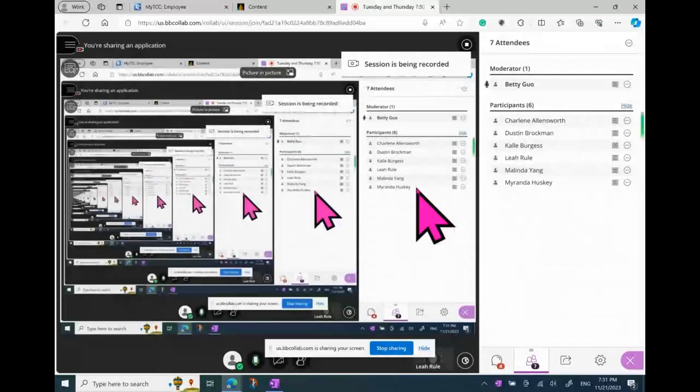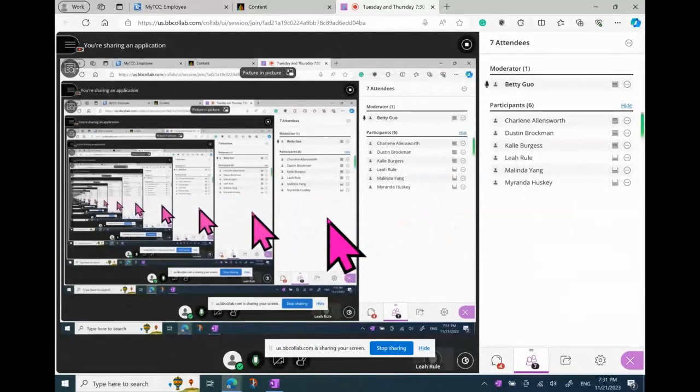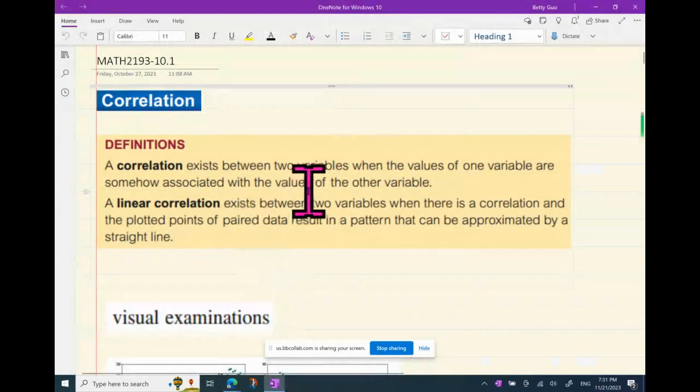So today we are going to cover section 10.1, the first section of chapter 10. We're only going to cover two sections of chapter 10. So today, section 10.1, and next Tuesday, section 10.2. Following that, we're going to have the review for the last test.